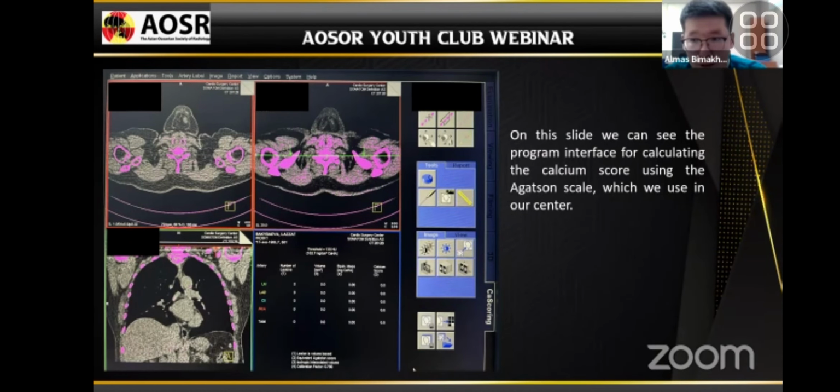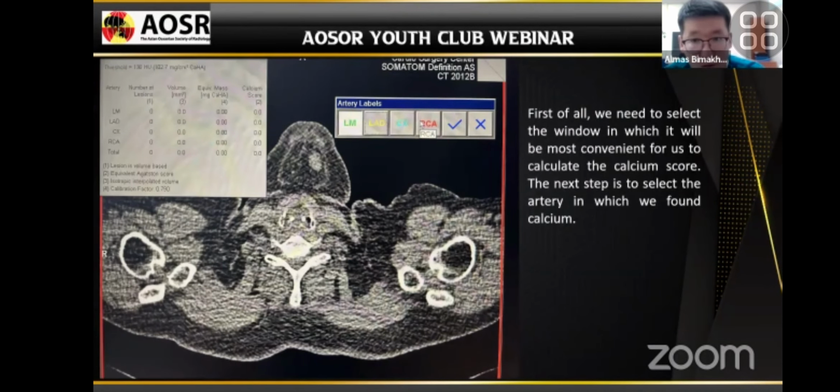So on this slide, we can see the program interface for calculating the calcium score using the Agatston scale, which is used in our center. It has two windows, axial and coronal, which can help us to evaluate the calcium score. So first of all, we need to select the window, axial, in which it will be most convenient for us to calculate the calcium score.